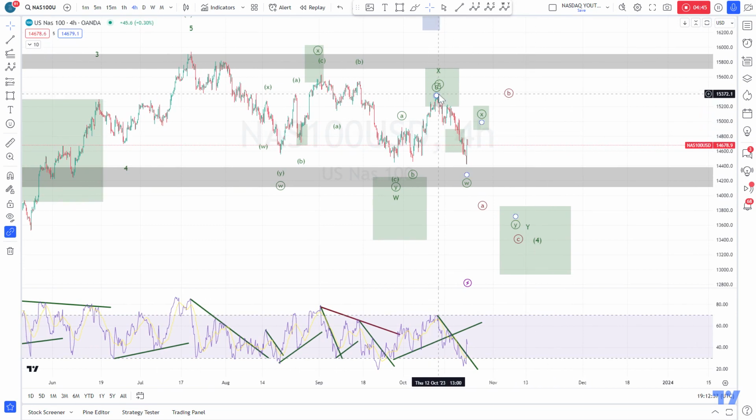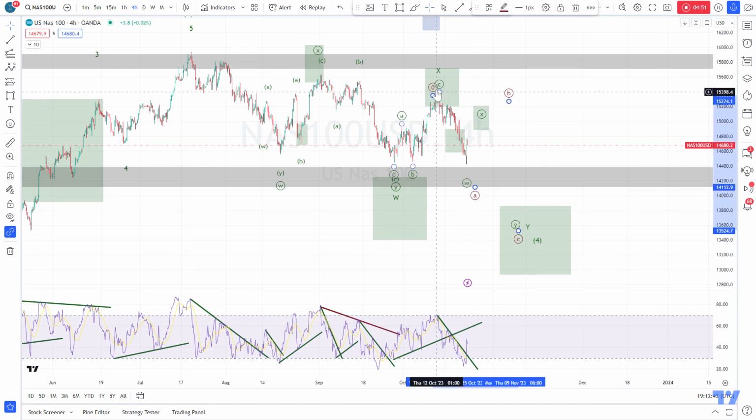Another possibility would be, if we do not hold this low, then we get here an impulsive wave, or I mean 5 waves. For now, this is 3 waves, 1, 2, 3.